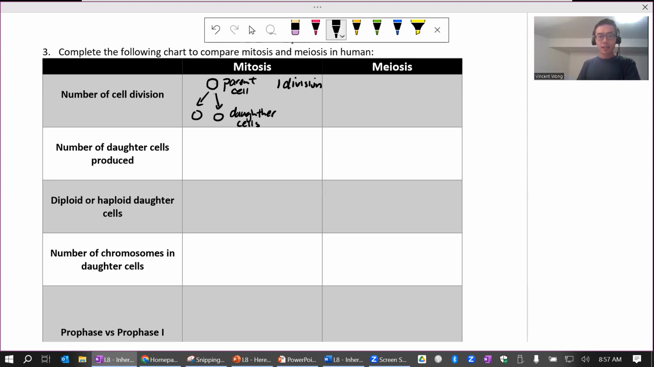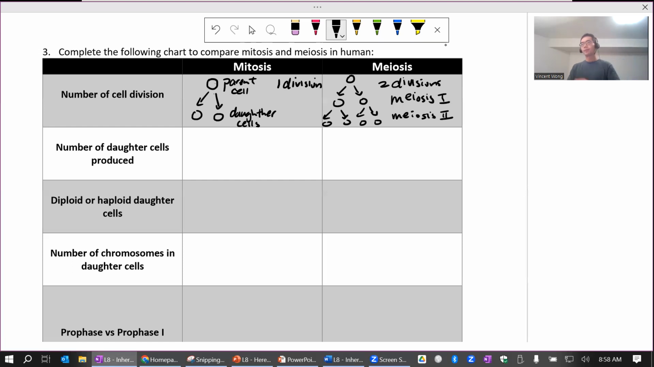For meiosis, the germ cells split, and then they split again. Okay? So this is two divisions. Okay? We call it meiosis 1 and meiosis 2. So that's the first main difference.